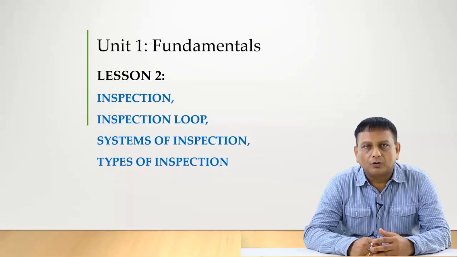In the apparel industry, quality is normally ensured either through testing or through inspection. So, when we talk about the fundamentals of this course, we talk about inspection, and while talking about inspection, we will see what we mean by the inspection loop, the different types and systems of inspection, and why inspection is important in the garment industry. So these are the points of discussion today in lesson 2.